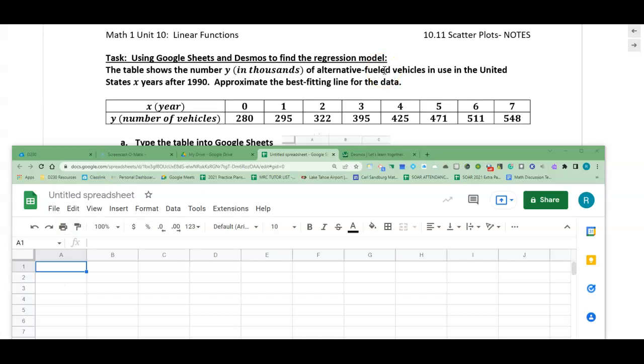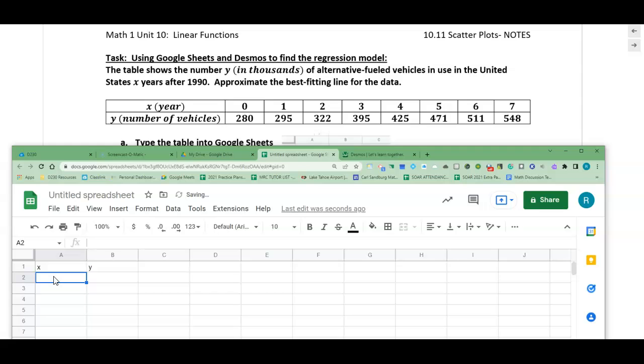So right now I have Google Sheets opened, right? And what I'm going to do, it says here, the table shows the number Y in thousands of alternative fueled vehicles in the United States X years after 1990. Approximate the best fitting line for the data. So you have to understand that when x is 0, that's 1990. X is 1, that's 1991. So we're going to make two columns here. We're going to make a column for x and a column for y.